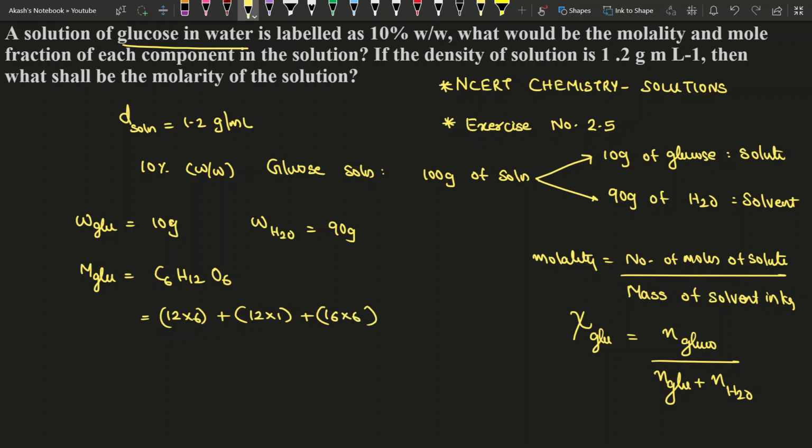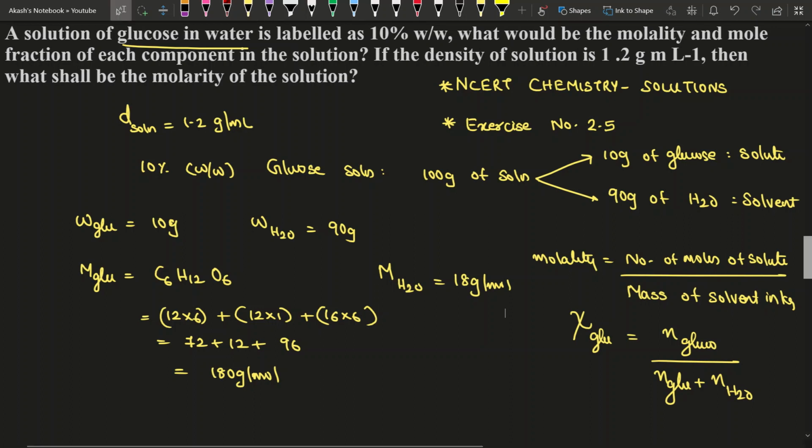So 16 into 6. It is coming out to be 12 into 6, that is 72, plus 12 into 1, that is 12, plus 16 into 6, that is 96. Adding up, it is going to be 180 grams per mole. So the molecular weight of glucose is 180 grams per mole. We know that the molecular mass of water is 18 grams per mole. How 18? 2 hydrogen is 2, oxygen is 16, 16 plus 2 equal to 18 grams per mole.